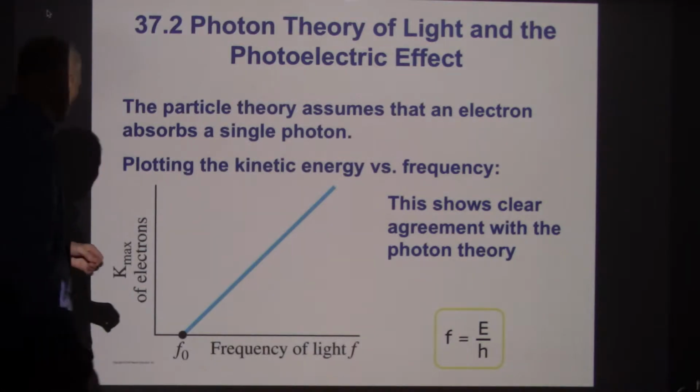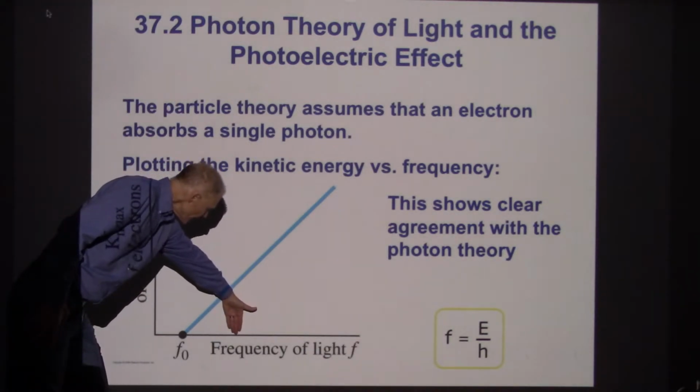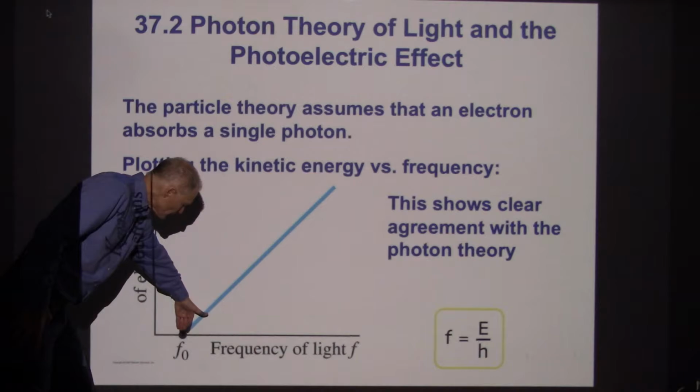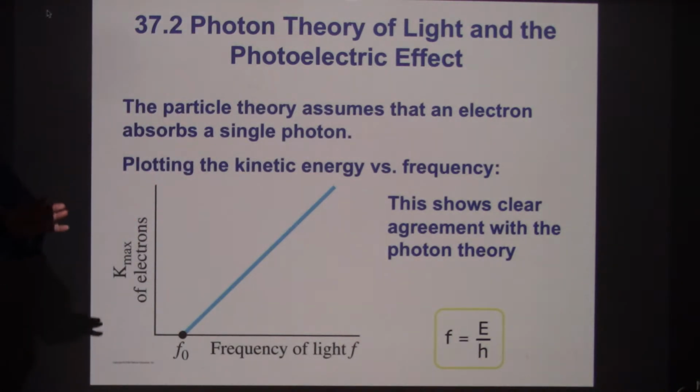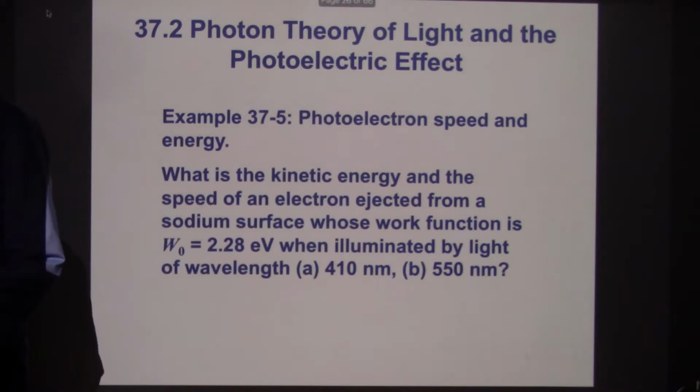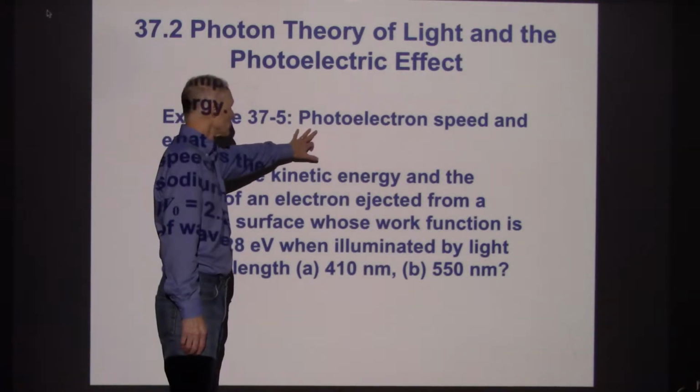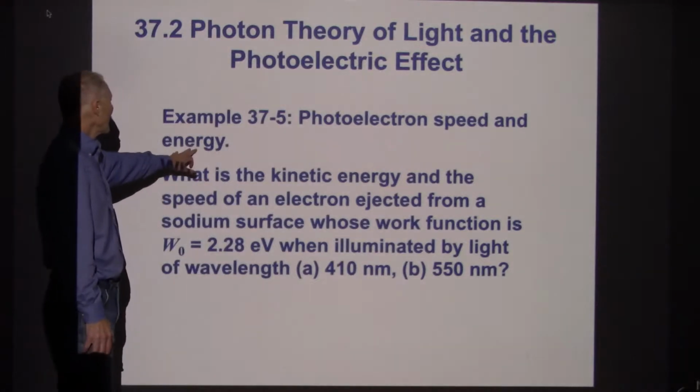Now, the other key feature here is if the energy of the photon drops below a certain value, then those photons can no longer cause the electrons to be released from the metal surface. So here's an example. Let's take a look at this. We're going to call these photoelectrons. What we want to do is find out how much kinetic energy.